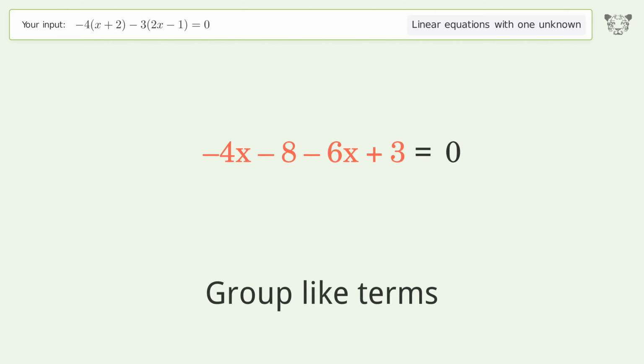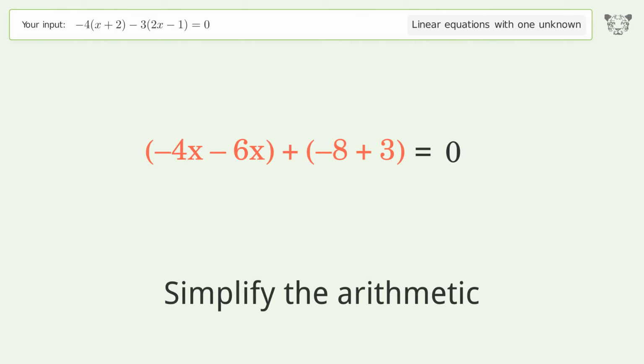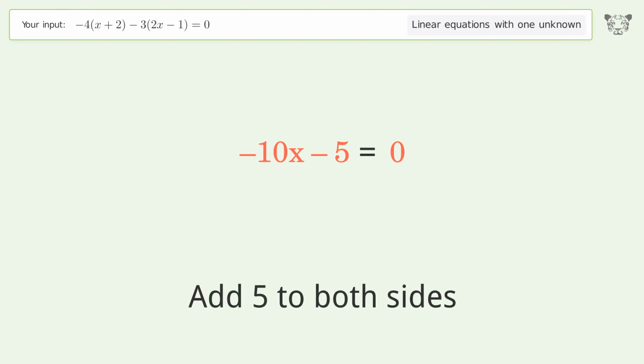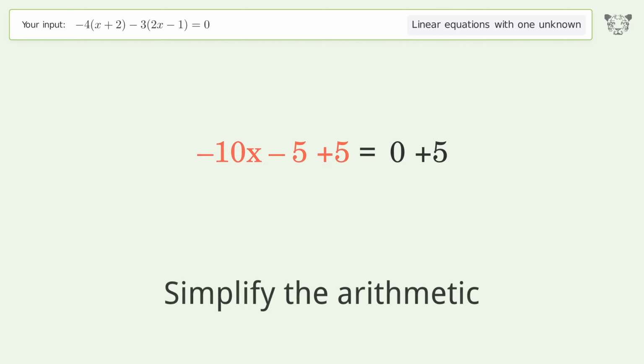Expand the parentheses. Group like terms. Simplify the arithmetic. Group all constants on the right side of the equation. Add 5 to both sides. Simplify the arithmetic.